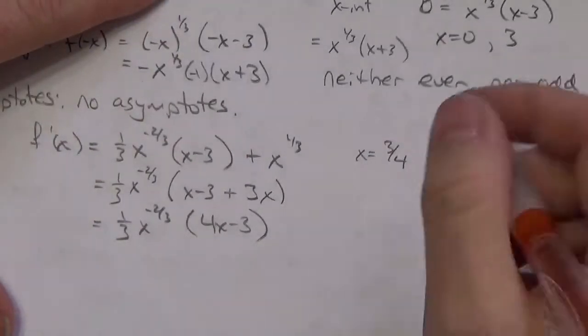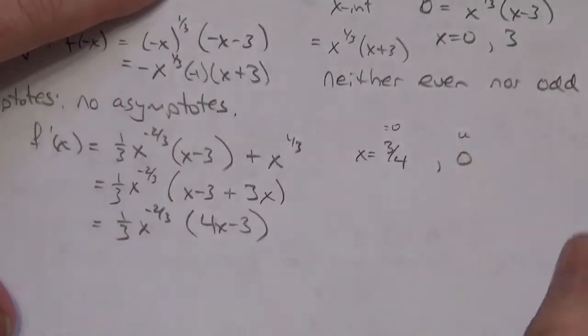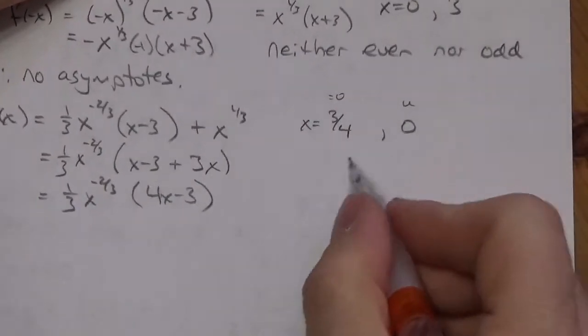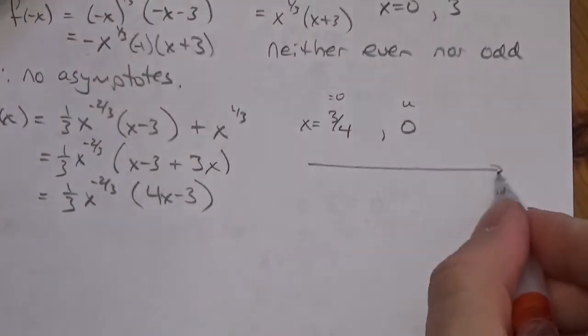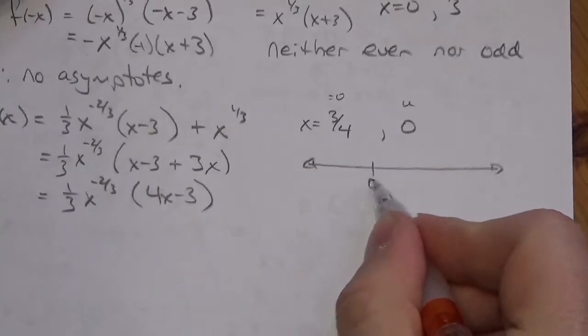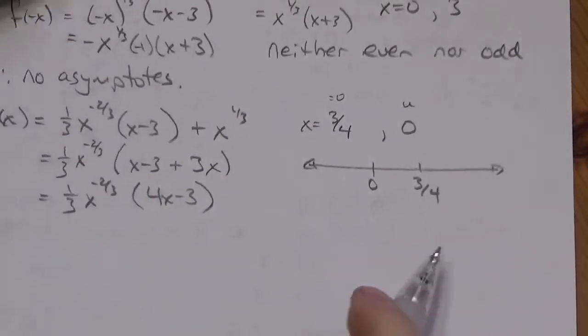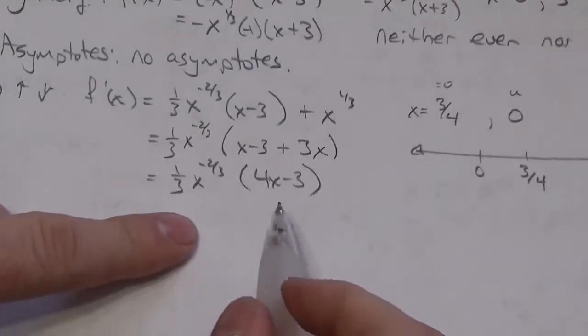So it's going to be undefined there. So it's equal to 0 here, it's undefined here. Let's take a look at what that does to this function on the number line. So here's 0, here's 3/4.